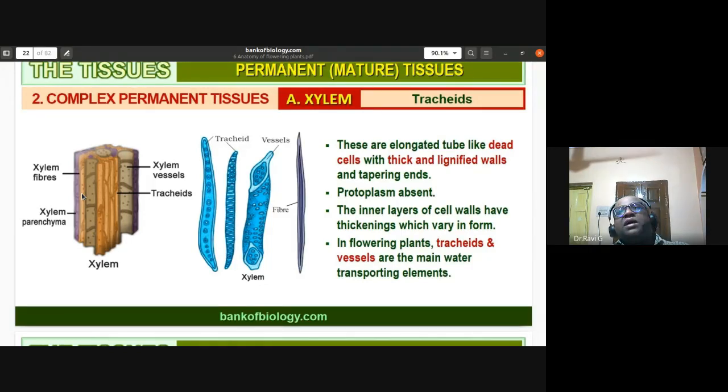Similarly, in phloem, they ask you which is the only dead tissue in phloem. Phloem fibers is the only dead tissue in phloem.